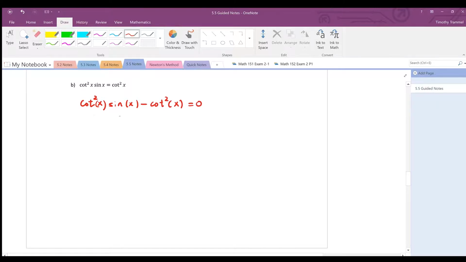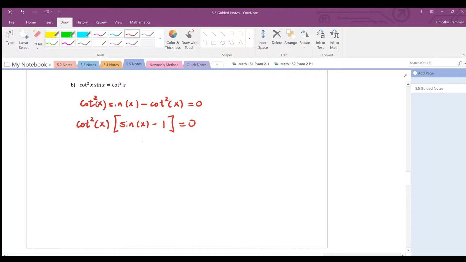And do note, these are not like terms here because one of them has a sine of x attached to it. So we can't subtract them in that traditional sense. But we can actually factor something out here. We can factor out a cotangent squared of x. And what that leaves us with is a sine of x minus 1. And if you want to verify this is true, if we were to distribute our cotangent squared of x back through, we'd end up with the original equation that we had here.